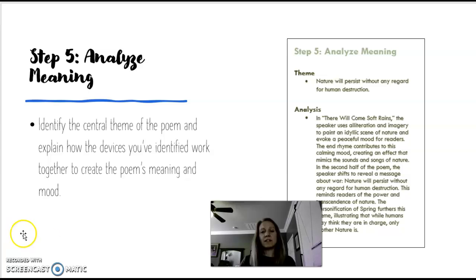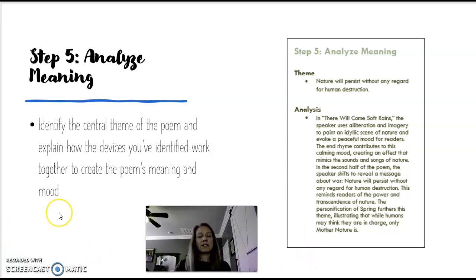Step 5 is analyzing meaning. So you're going to identify the central theme of the poem and explain how the devices you've identified work together to create the poem's meaning and mood.